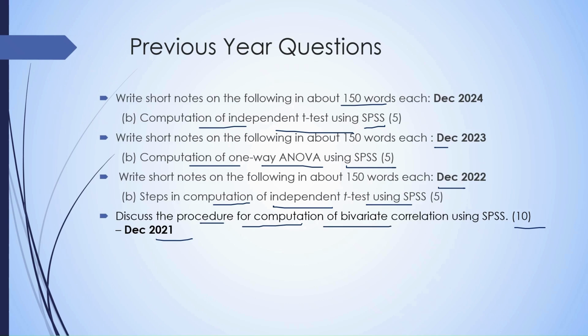computation of bivariate correlation using SPSS. See, bivariate correlation. Here you have to talk about what is bivariate correlation, what is correlation, right? And each step you have to discuss, like what we did and why we are doing it. All right, so this is a 10 marks question.